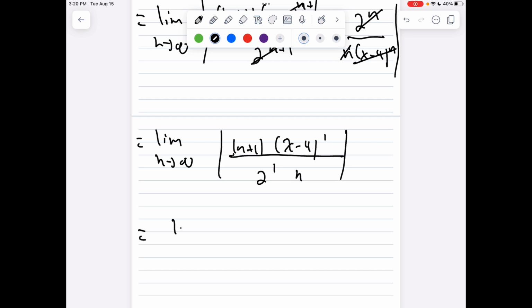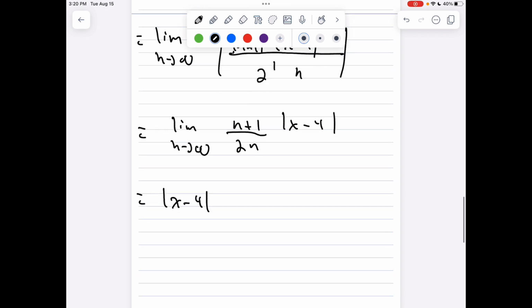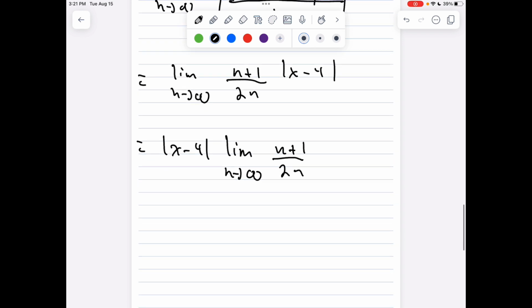And I'm going to do as follows. I'm going to take the n's out of the absolute value, and that's legit because n is a positive integer. However, the x value can be positive or negative, so we're going to keep that inside the absolute value. And I'm actually going to factor out the absolute value of x minus 4 because our limit is only interested in n. It's not interested in x's, so we can go ahead and pull that out.